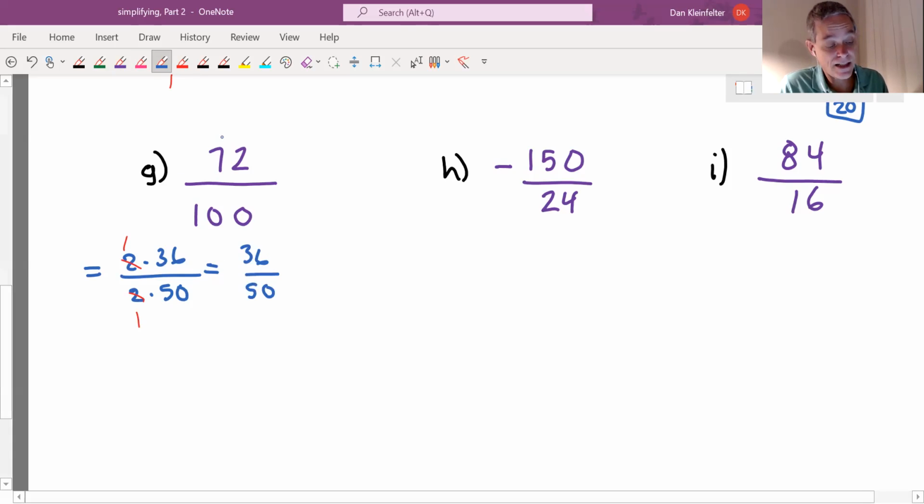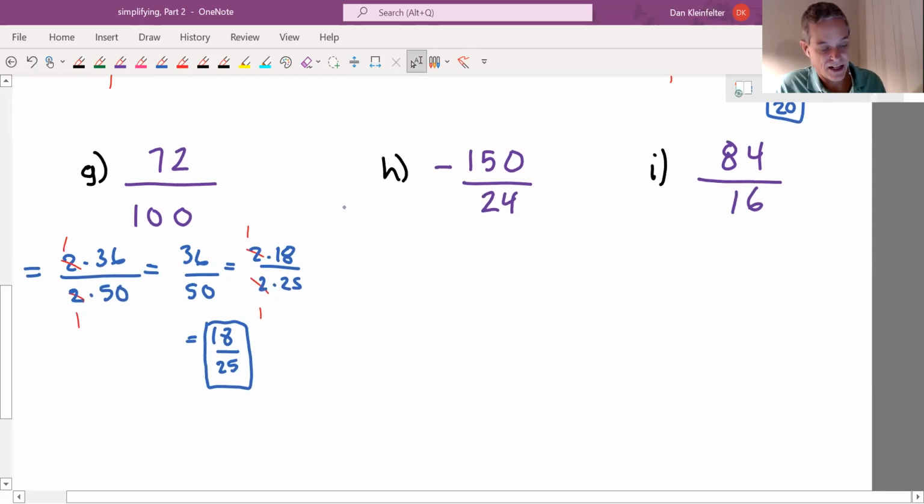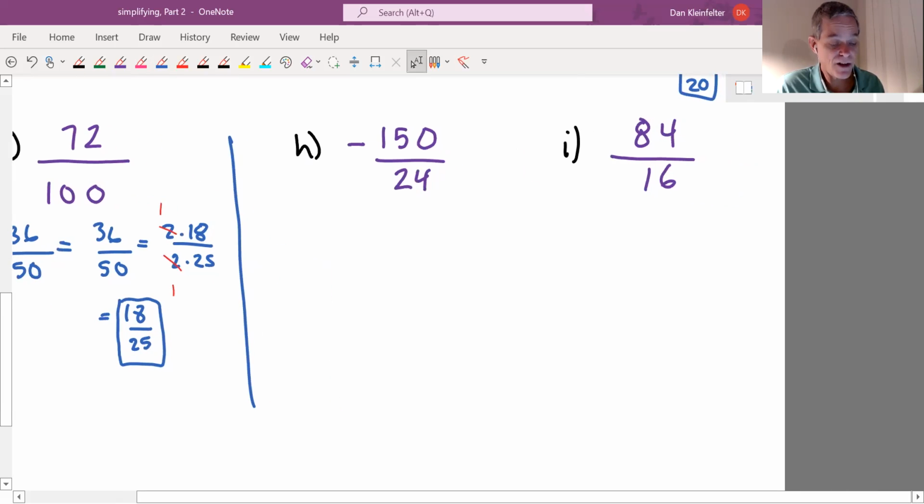And then again, here you can see that both 36 and 50 are divisible by 2. So 36 is 2 times 18, and 50 is 2 times 25. And once again, we're dividing out that factor of 2 in both the numerator and denominator. That leaves us with 18/25. And that's finished because 18 just has 2's and 3's as factors, and 25 just has 5's as factors. So there's nothing else to be had here. All right, going on to H, we have negative 150 over 24.